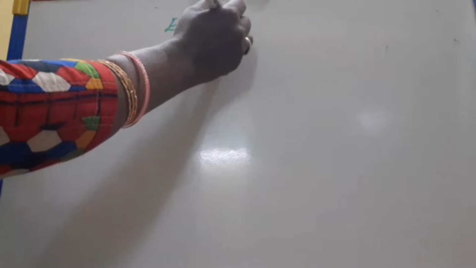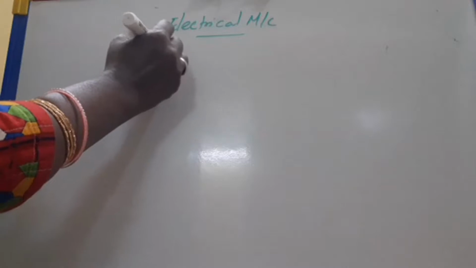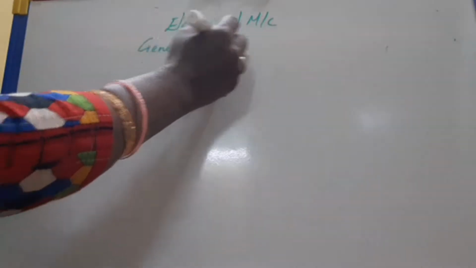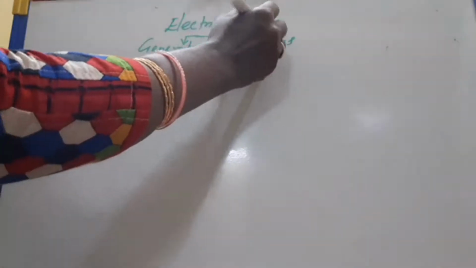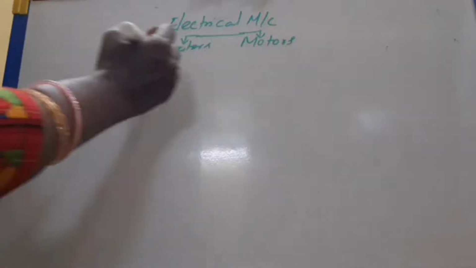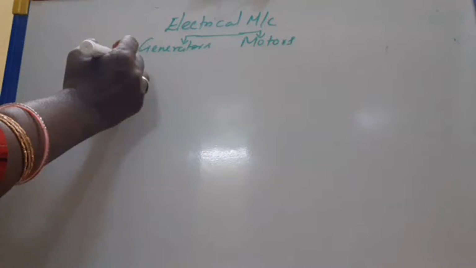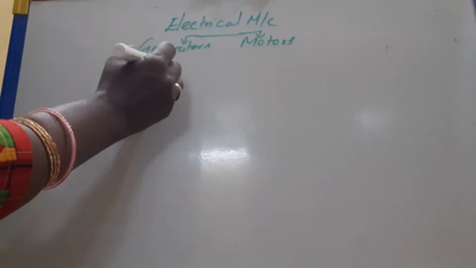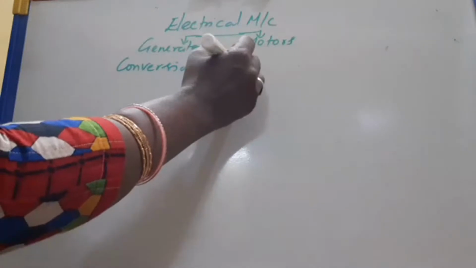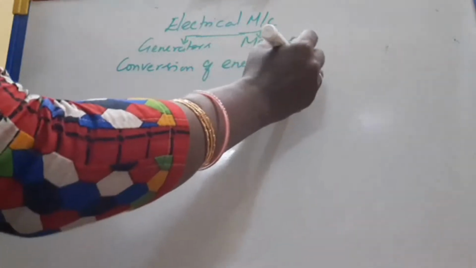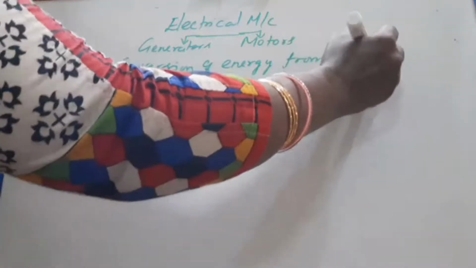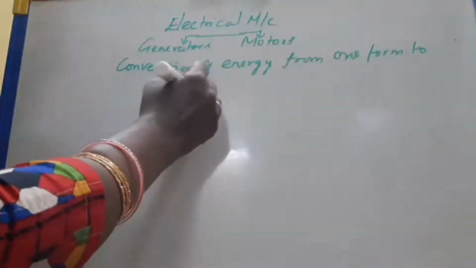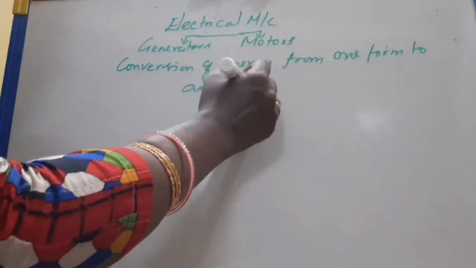So, introduction about electrical machines. In electrical machines, we are taking generators and motors. These two come under the category of electrical machines. A generator or a motor is nothing but a conversion of energy from one form to another form.